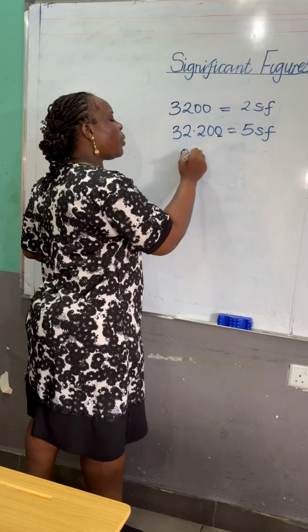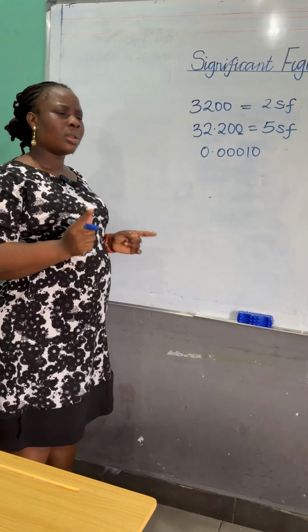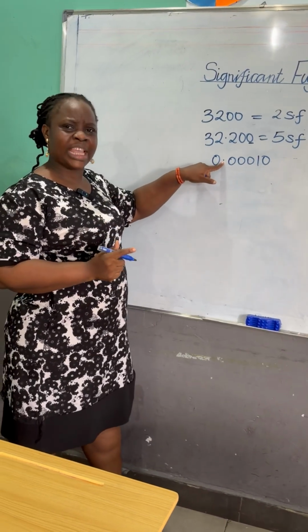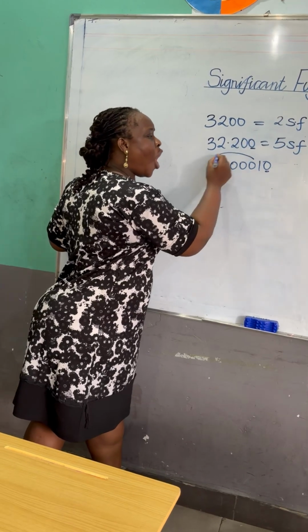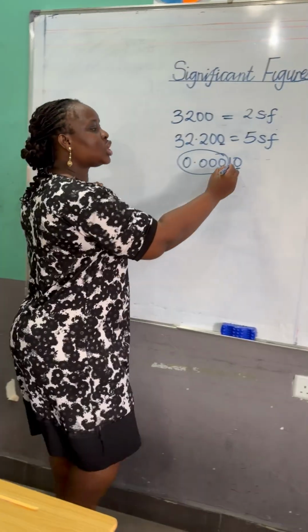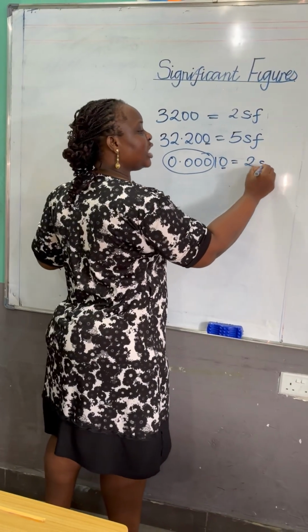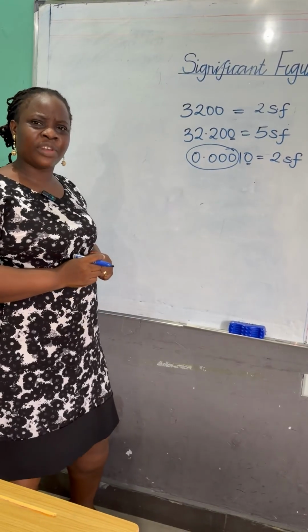And when we have 0.00010, because there is a point here, this last zero is significant. But all these front zeros are not significant. So here we have two significant figures. Do I make myself clear?